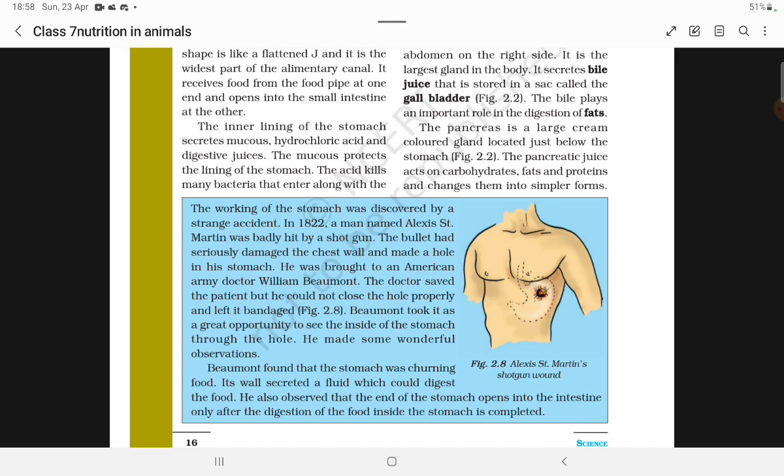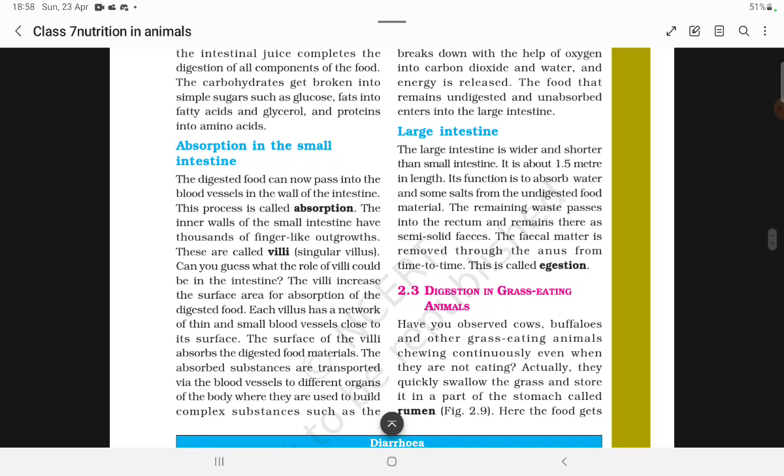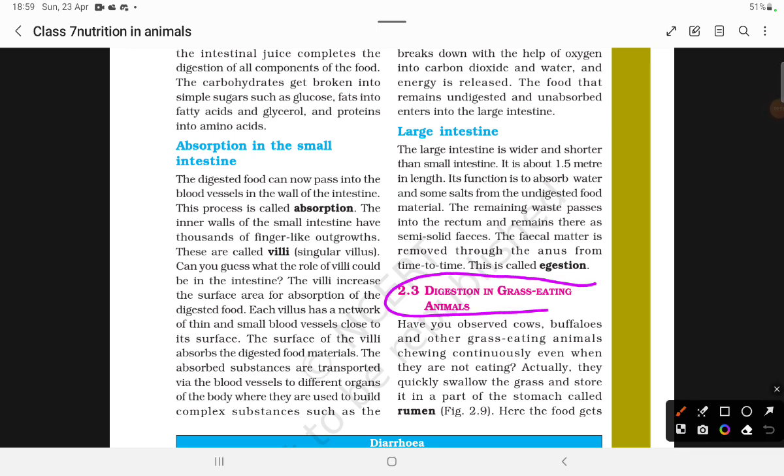So this was all about the process of digestion that takes place in humans. In my next video, we are going to discuss digestion in grass eating animals, that is cow, buffalo, goat, whichever animals are eating grass, and what their digestion process is like. So stay tuned, and you all should keep learning and marking the difficult words.